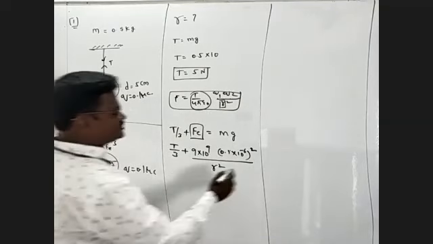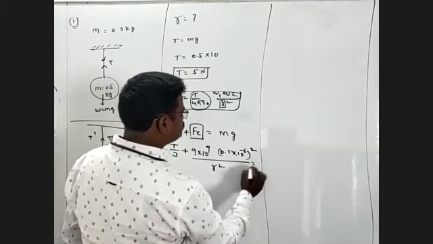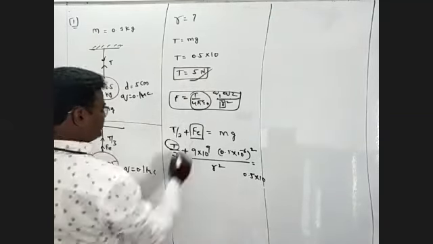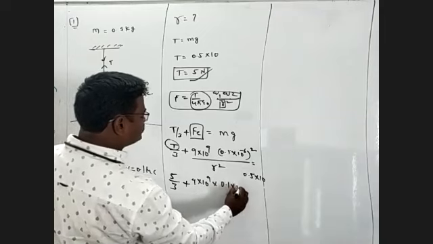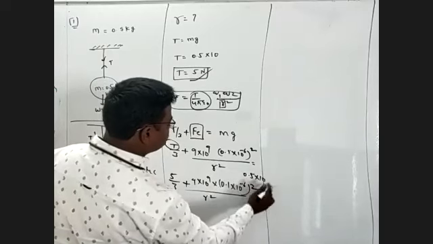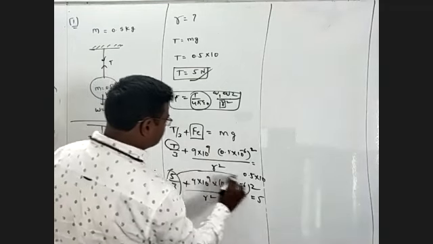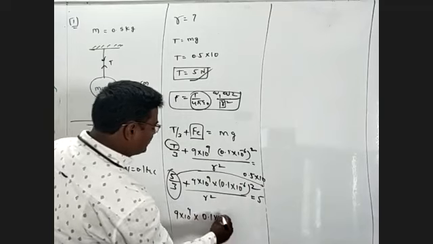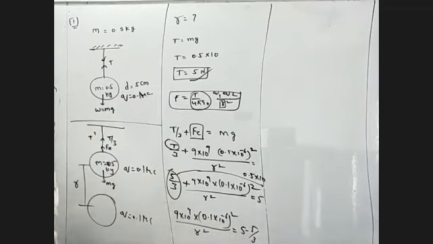Next, mg is 0.5 into 10. What is the T value? 5. So 5 by 3 plus 9 into 10 to the power of 9 into 0.1 into 10 to the power of minus 6 whole square by R square is equal to 0.5 into 10, that is 5. Take this value to this side. So 9 into 10 to the power of 9, 0.1 into 10 to the power of minus 6 whole square by R square is equal to 5 minus 5 by 3.